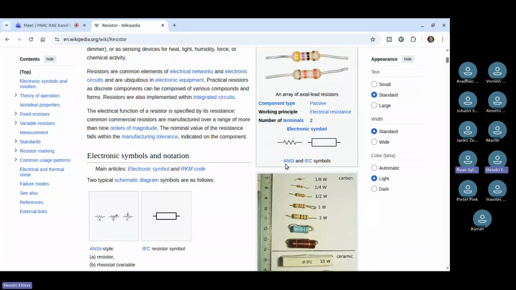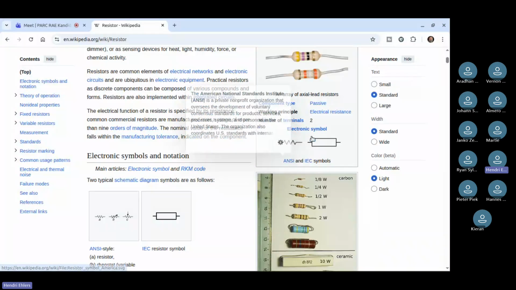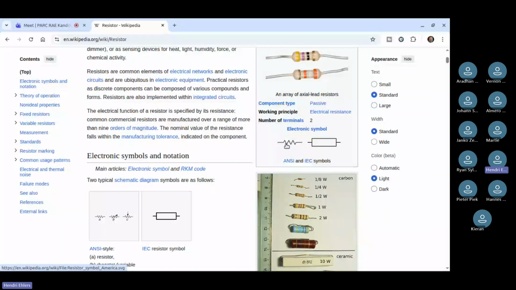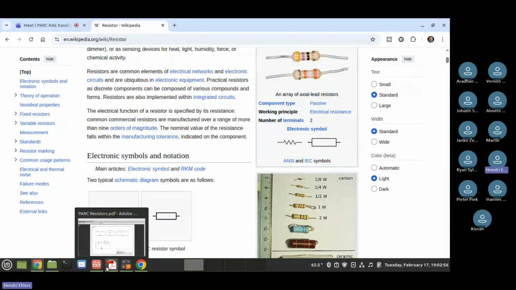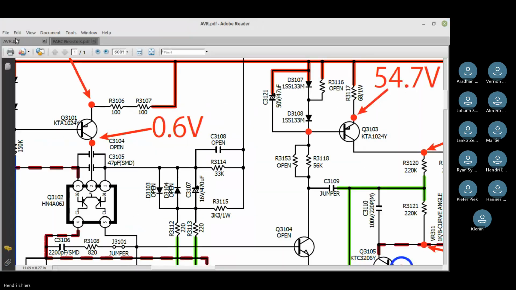So there's two standards. It's the ANSI standard, which gives you the squiggly thing, as they call it, or the zigzag, and then the IEC symbols, which is the square resistor symbol. Now, most of the things that I encounter look like this.